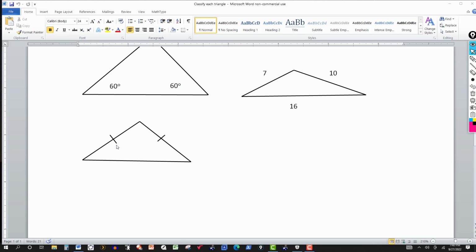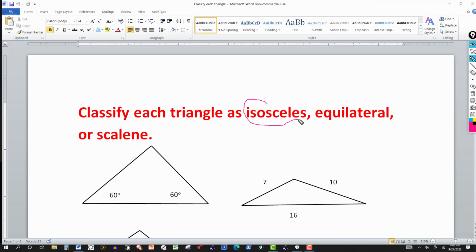And then in the last one, the only thing you're given there, these two marks here indicate that those two sides have the same measure. We don't know about the third side. That's not given. We're not given any angles. So for this one, we simply know that two sides have the same measure. So for the last one in this section, we would go with isosceles.